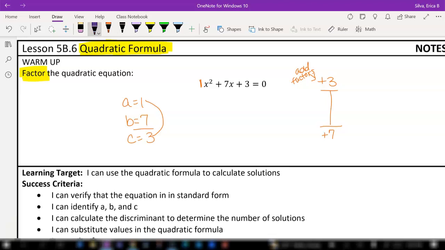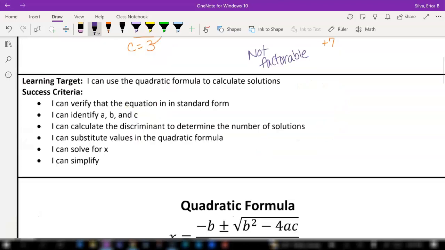So let's start with our factors of 3. We've got 1 times 3. When we add these factors, it does not give us 7. And so we need to try different factors. Because 3 does not have any other factors, that means that this quadratic function is not factorable.